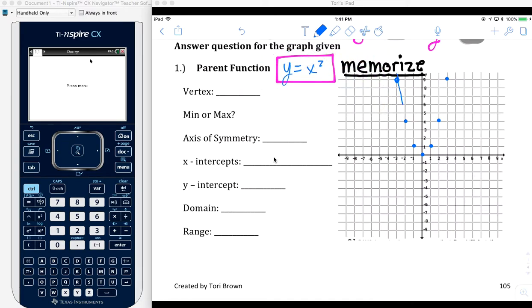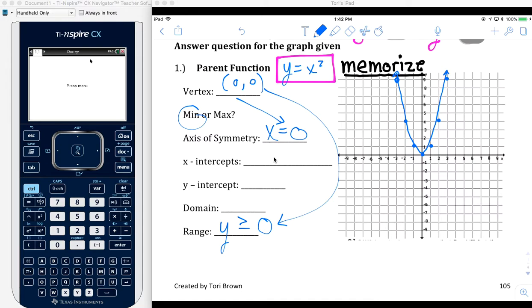Okay, quickly filling these out, what would that vertex be? Well, vertex is our lowest point on this problem, so it's going to be 0, 0. That point is a minimum because it is on the bottom. And then we start stealing numbers. So axis of symmetry, we steal the x. Range is where we steal the y. So we're greater than or equal to our 0. Again, all of this is the same as 9.1.